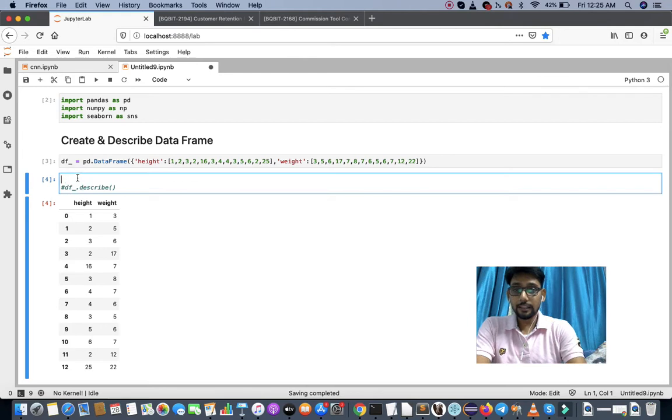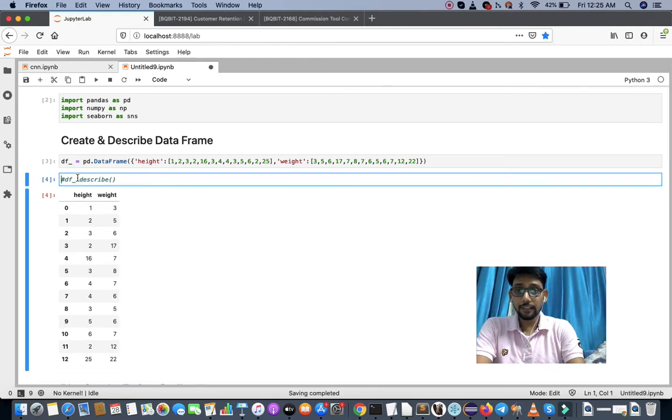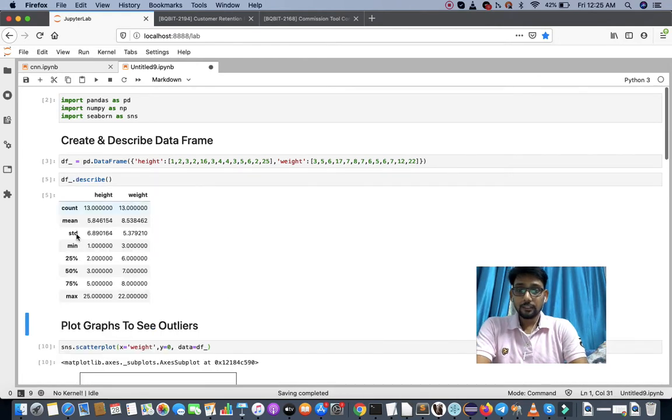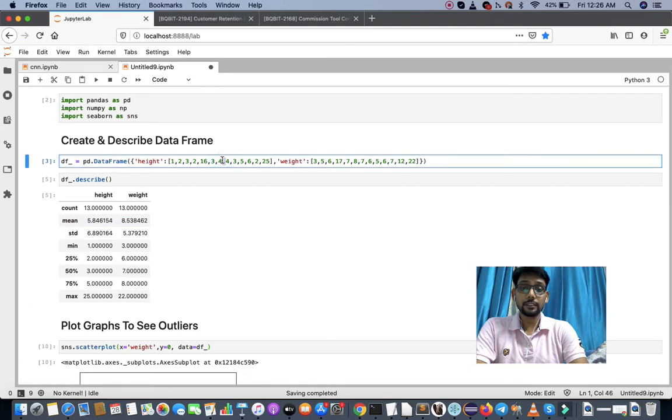So let's describe the data set. We have the describe function, which gives an overview of the data set, right? The total count is 13, as we can say there are 13 rows. The mean value of height is 5.84. You can also calculate this from the data points. That's why I've used very silly examples, because we can easily calculate this mean value and map it with the Python code to check whether the mean of the height is 5.84 or not, right?